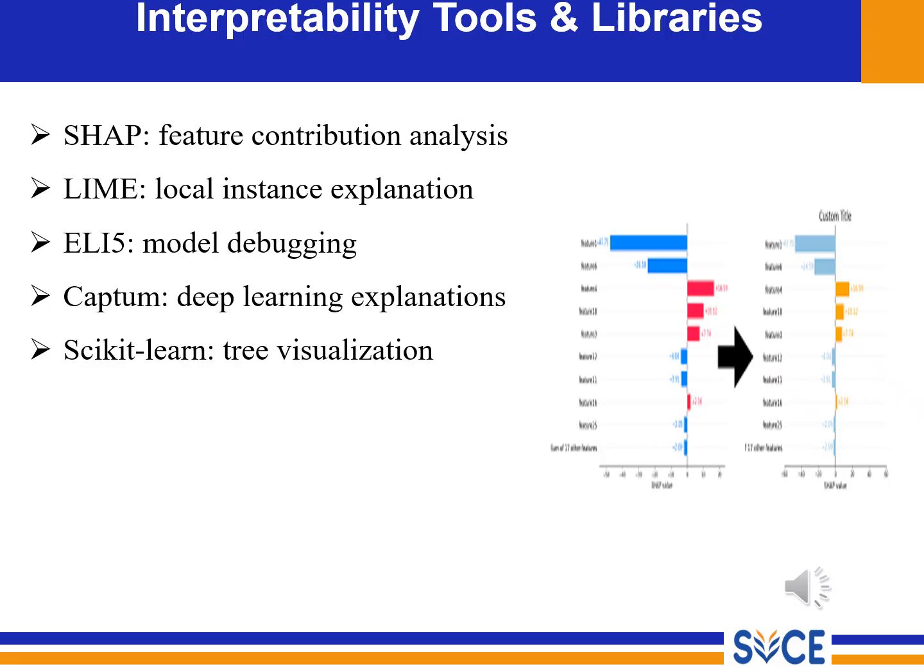Then scikit-learn, the most widely known ML library, which also supports tree visualization, allowing you to see the decision path very clearly. So these 5 tools form the core XAI toolkit. We will see them in action as we go forward.